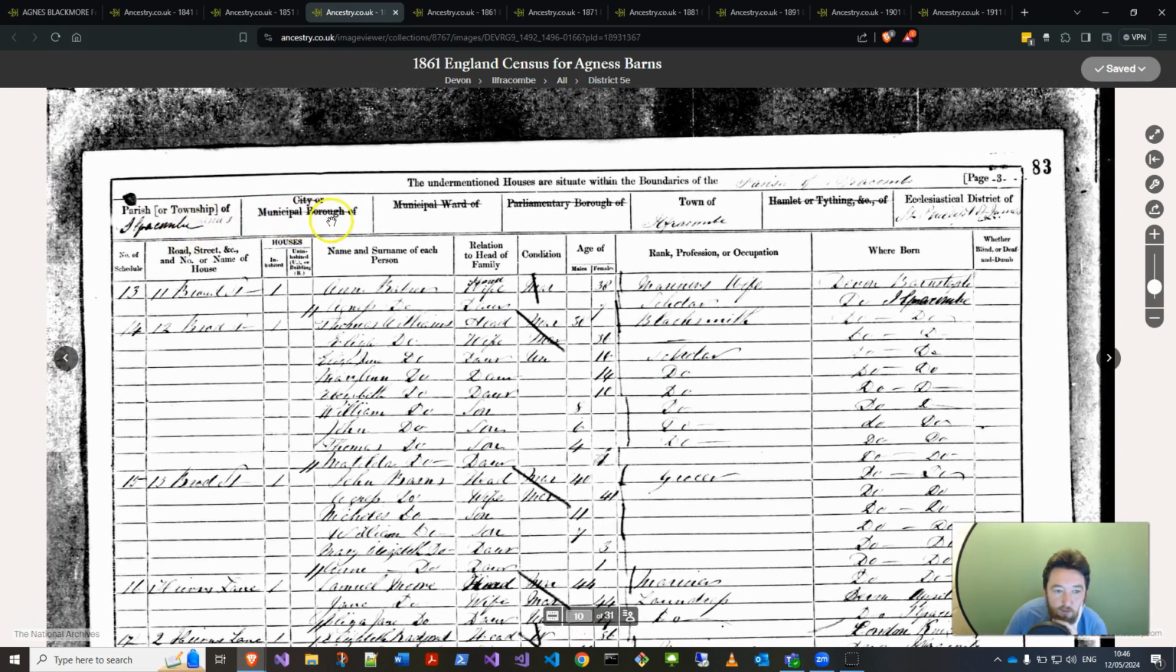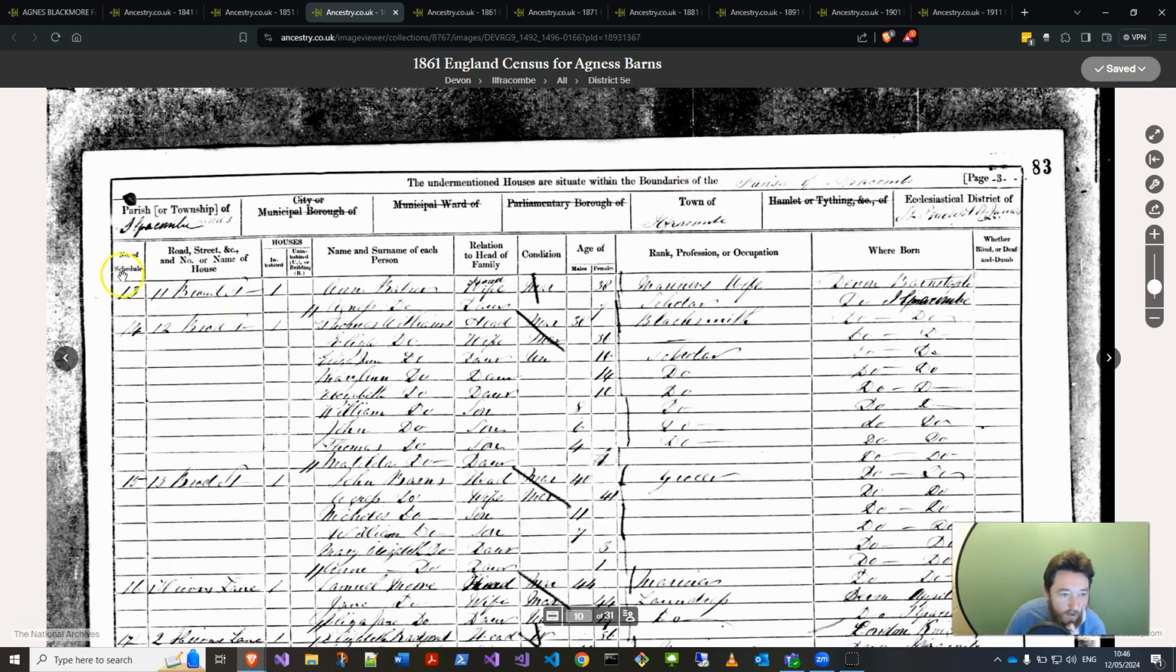Okay, parish or township again. And we've got the option then of these cities, wards and boroughs, town, and hamlet, ecclesiastical district. It's nice if you could read it. I can see up here the boundaries of the parish of Ilfracombe.